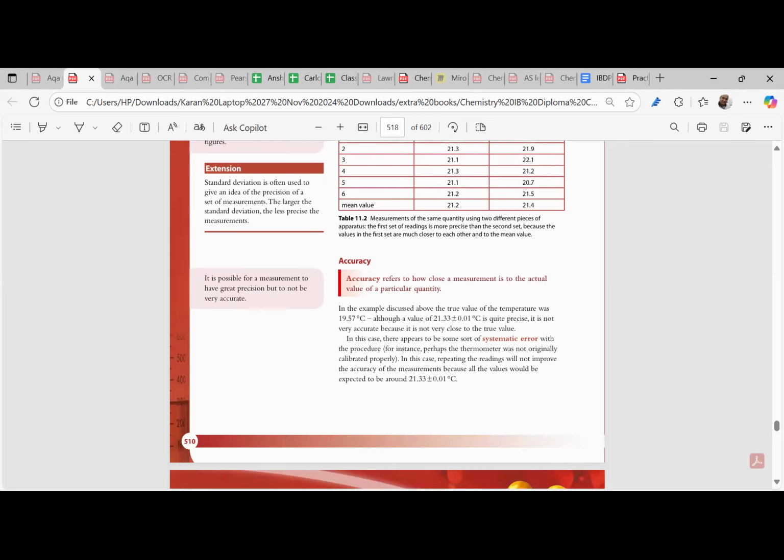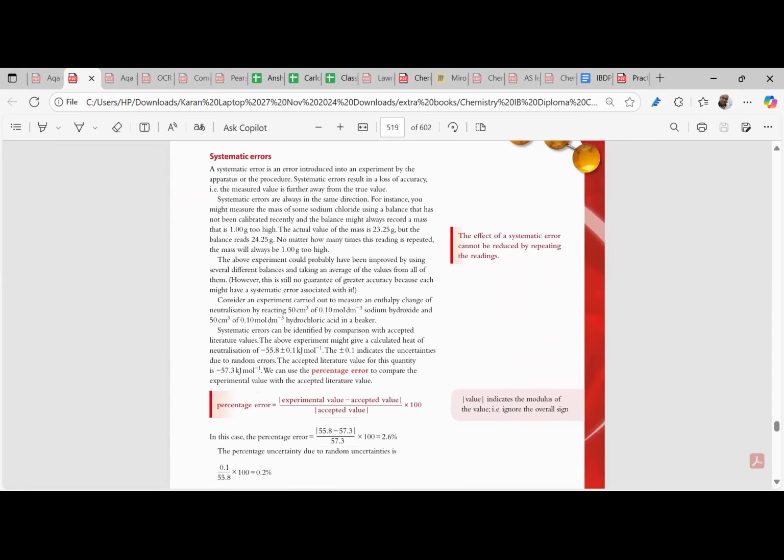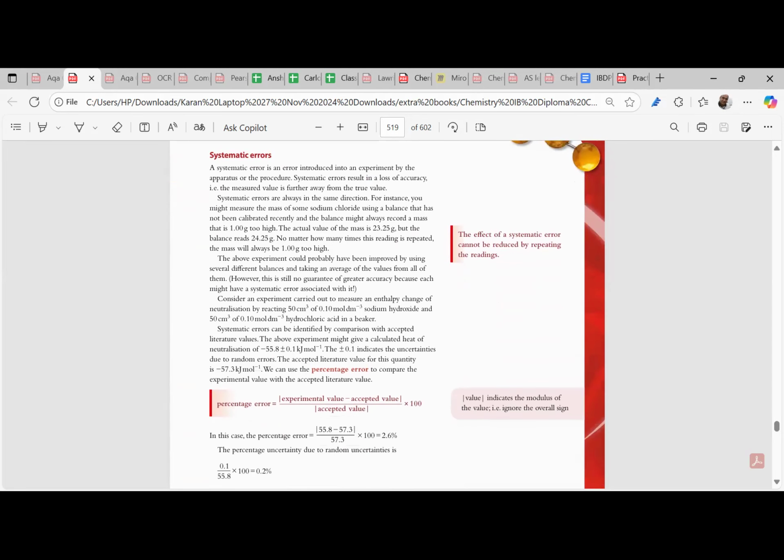Now, for accuracy, we have to know the systematic errors. What are systematic errors? Systematic errors are those errors which are incorporated due to the wrong experimental setup, right? Number one, wrong experimental setup. Number two, faulty apparatus we are using.